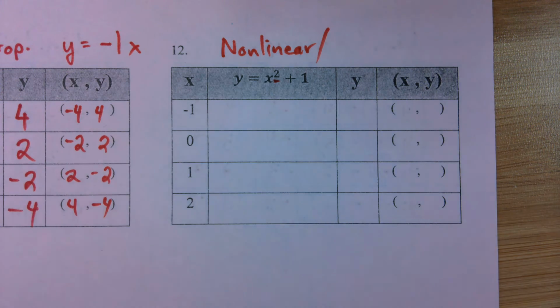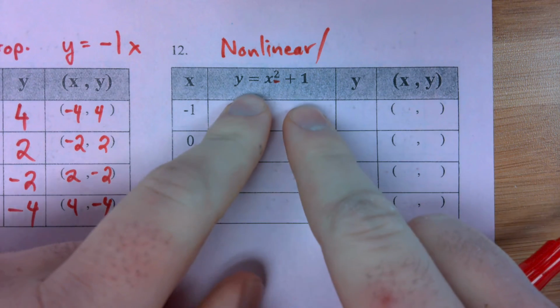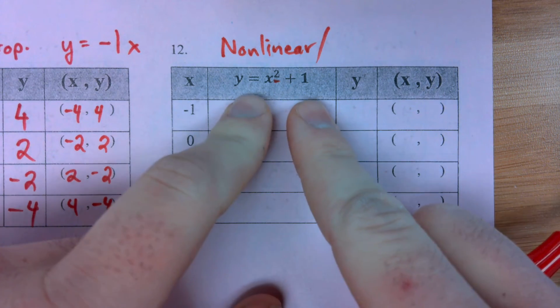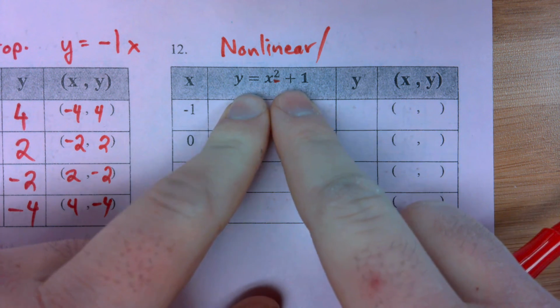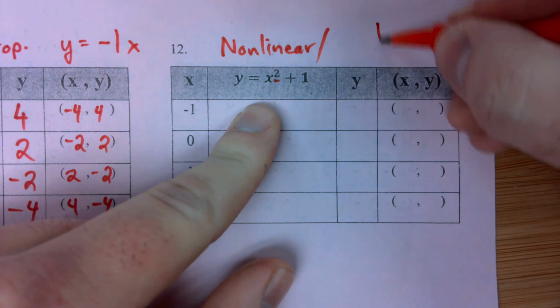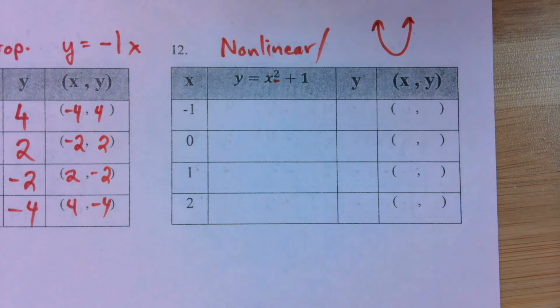Does anyone remember what the name of this shape is? Starts with a P. Hannah? Parabola, right? This is going to be a parabola. It looks like this. Not a straight line, right? We'll talk about that more on Monday.